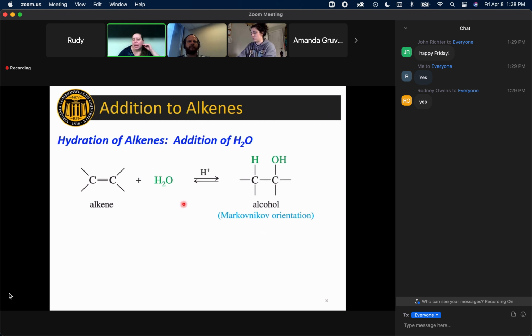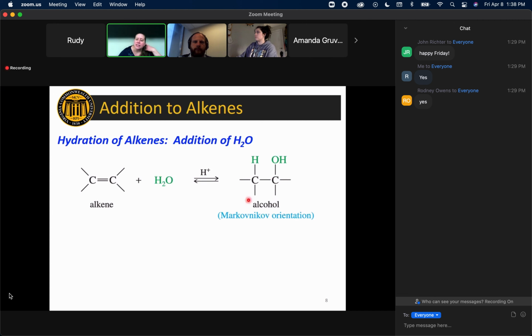So overall, the reaction we're talking about is taking an alkene and adding a water molecule across that double bond to give us an alcohol product. So we're going to take the pi bond electrons and one of the sigma bonds of water, and we're going to make two new sigma bonds where we have a new C-H bond and a new carbon-oxygen bond. And so that water molecule is split in half and distributed, if you will, across that double bond.